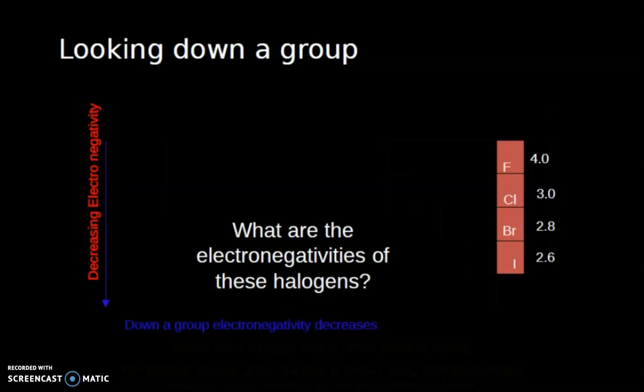What are the electronegativities of these halogens? Here fluorine, chlorine, bromine and iodine, top to bottom, these values go on decreasing. Fluorine shows 4, chlorine shows 3, bromine shows 2.8 and iodine shows 2.6, meaning the electronegativity values from top to bottom go on decreasing with increase in atomic number.